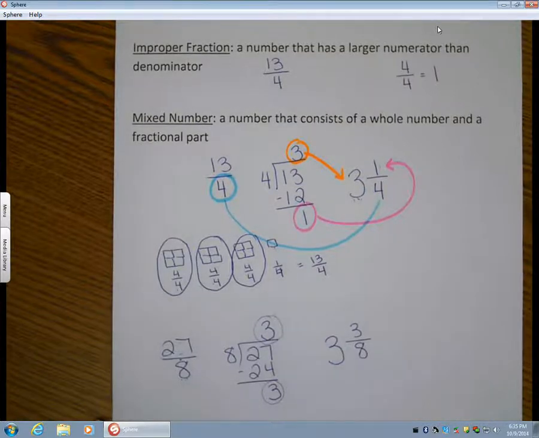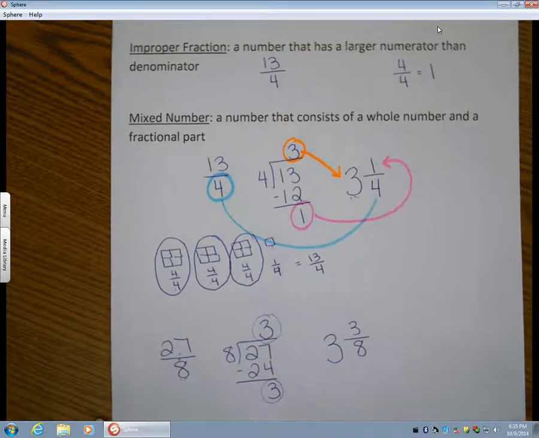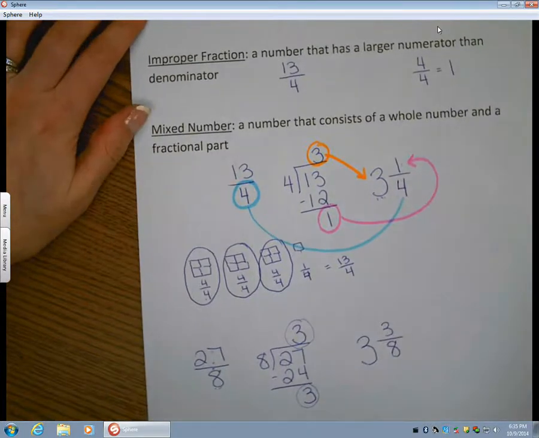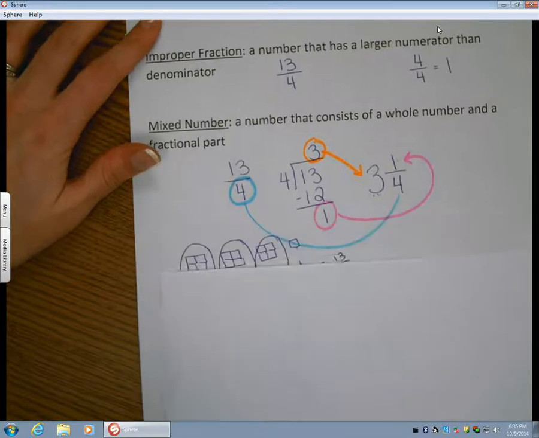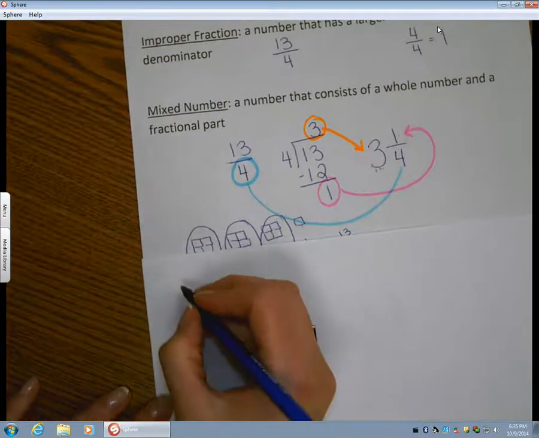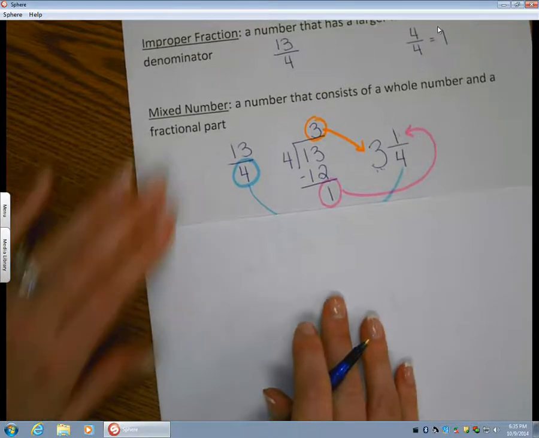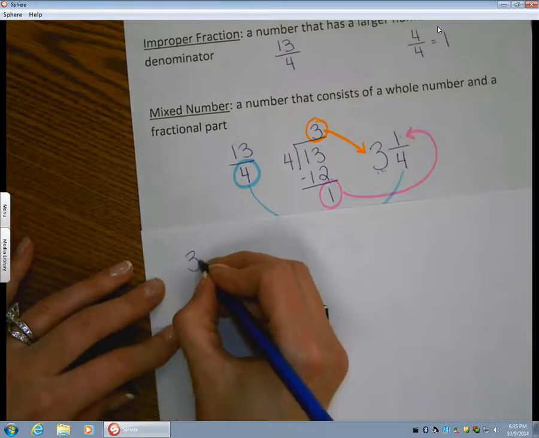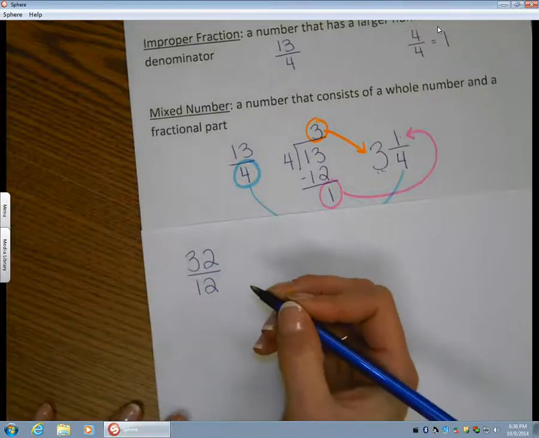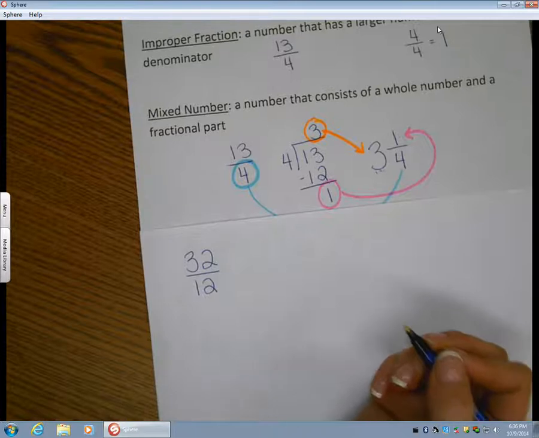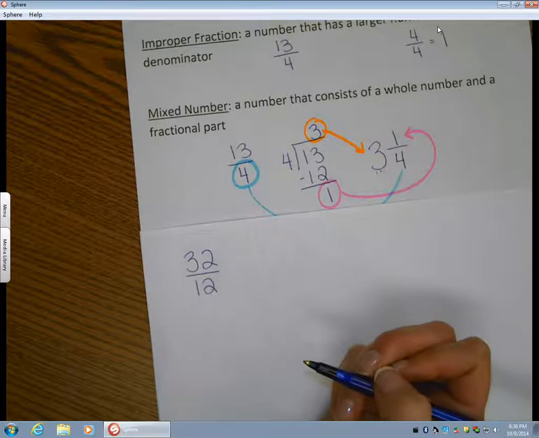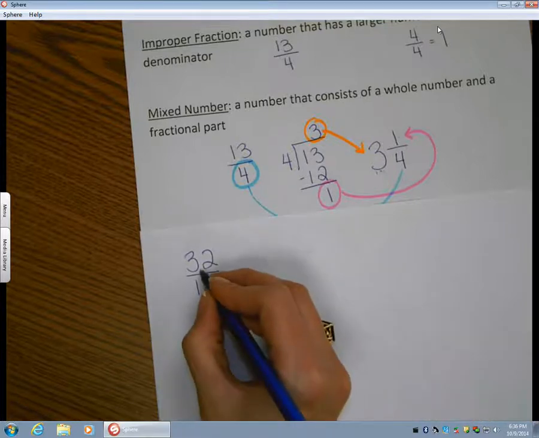There's a lot of steps for this, so I'm going to give you one more, and I want you to pause the video and try to solve it, and once you've tried your best, I want you to come back and do the rest with us. Let's try 32/12. Remember, you're trying to see how many groups of 12 you can make out of 32. That makes me think 32 divided by 12.